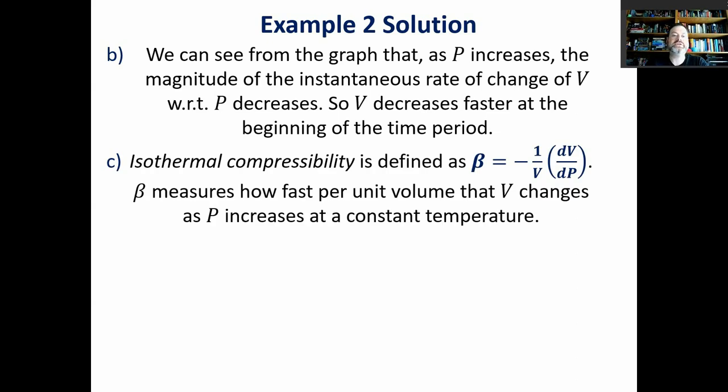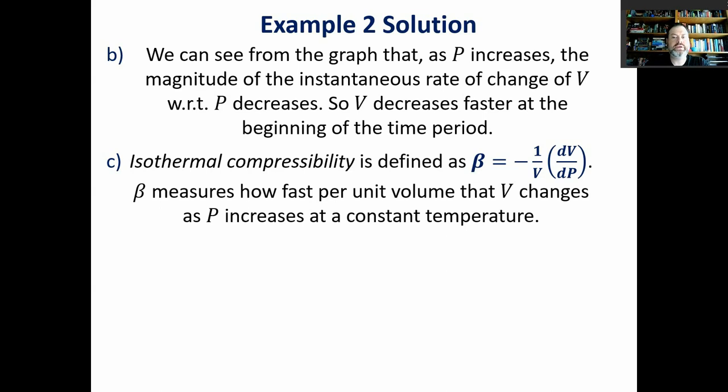All right, next up, isothermal compressibility. So it turns out it's defined as beta. It's just negative 1 over V times the derivative of V with respect to P. And it measures how fast per unit volume that V changes as P increases at a constant temperature. So it's a unitless measure, basically.